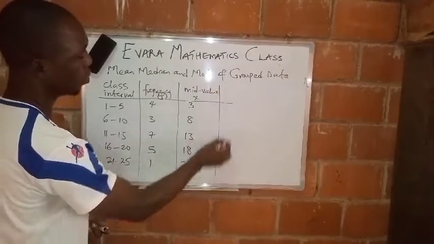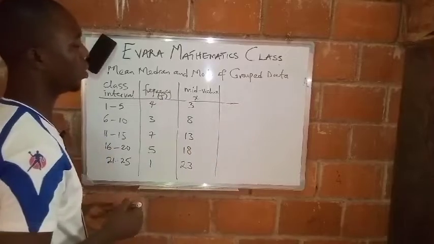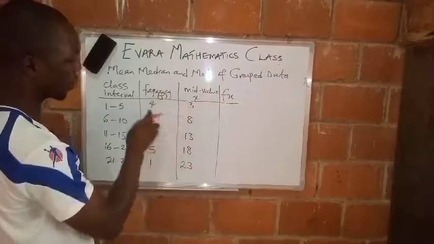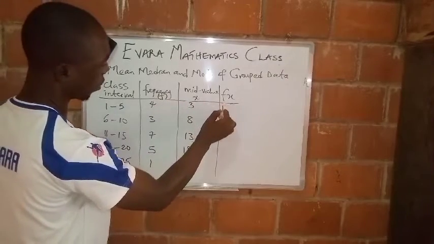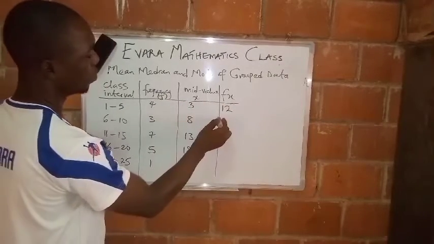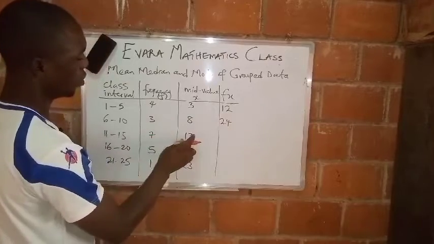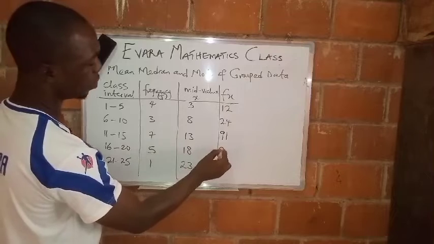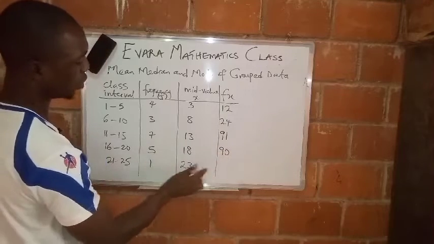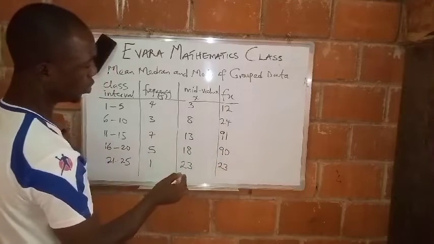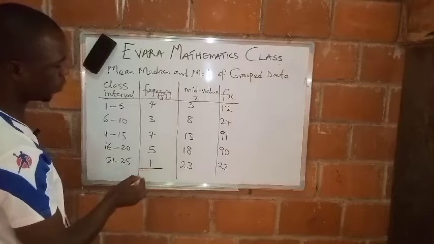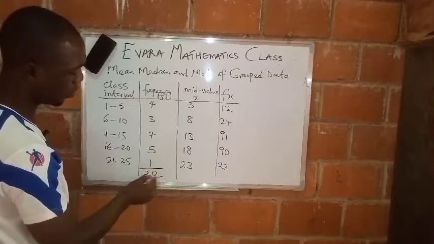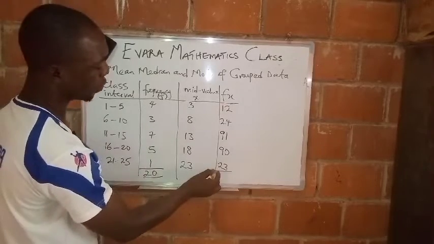So after that, we will now get the fx. That's multiply frequency by x. 4 times 3, 12. 3 times 8, 24. 7 times 13, that is 91. 5 times 18, we have 90. 1 times 23, we have 23. So now we add up all the frequencies: 7, 14, 19, 20. And then we add up the fx as well.